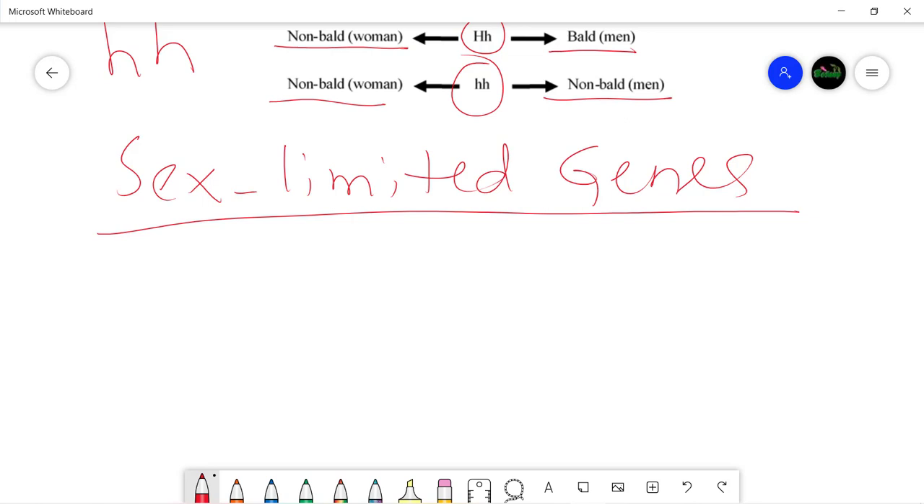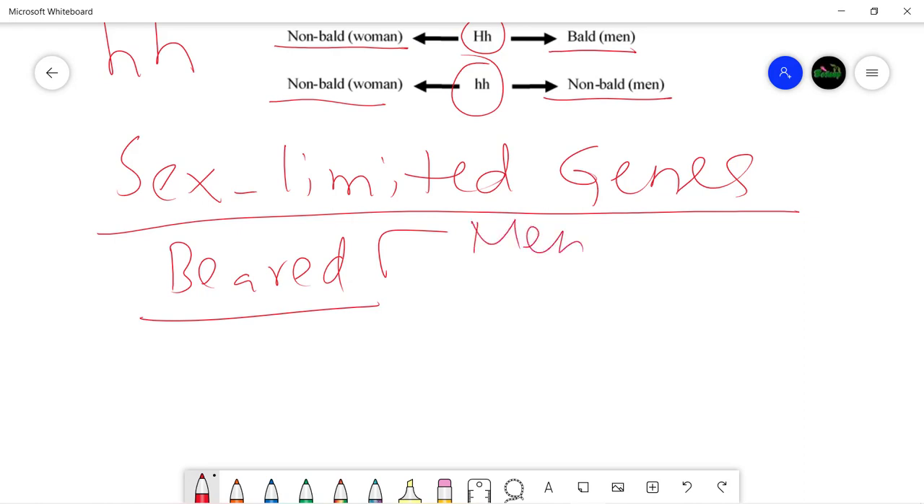Now, there are many characters in humans. One of them, for example, is beard. Beard is present in men and absent in women. A very simple case. Now, this is a sex-limited character. Women, females, do not have beard or mustache, and the males have beard.